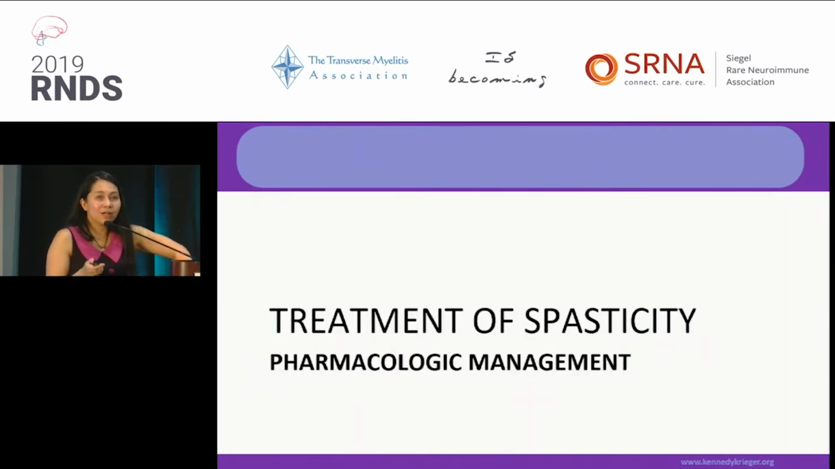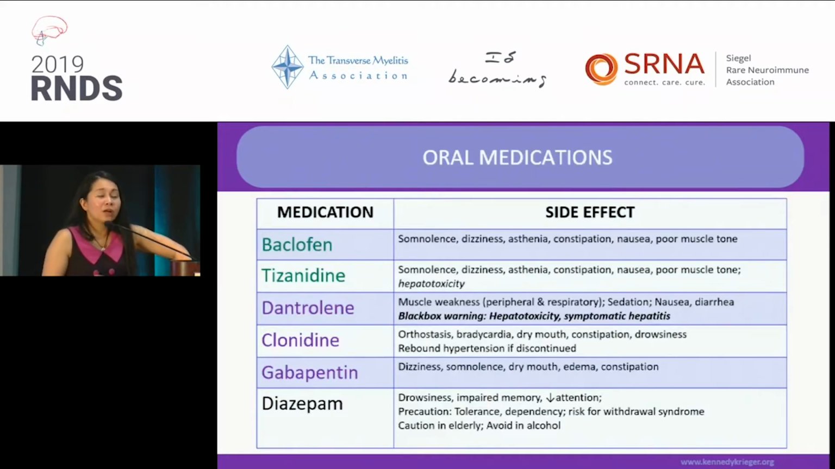So let's go to pharmacologic management. There are a lot of oral medications, and these medications are designed to either increase the inhibition so that you won't be too hyperactive, or decrease the excitation. You might be very familiar with baclofen. Baclofen is actually our first-line drug. Common side effects are sedation, drowsiness, constipation, and poor muscle tone. Tizanidine is another one of my favorites. Again, it has the same side effects.